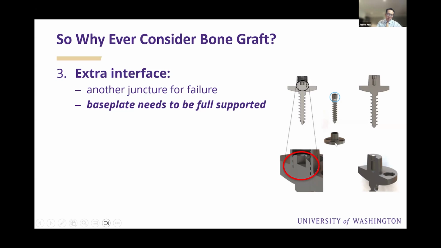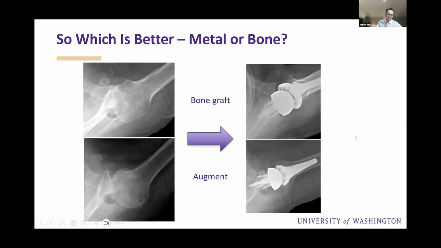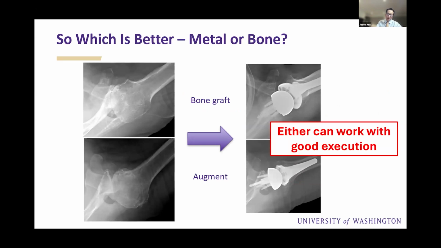So there are studies out there showing that in a one piece design, you really only need about 50% seating of the base plate. And so that allows more flexibility in terms of how you manage bone loss. So ultimately, while most surgeons use augments and some others might use bone graft, there's pros and cons to each. You just have to understand how to best utilize the procedure that you pick, and either one can work well with good execution of the surgical principles.